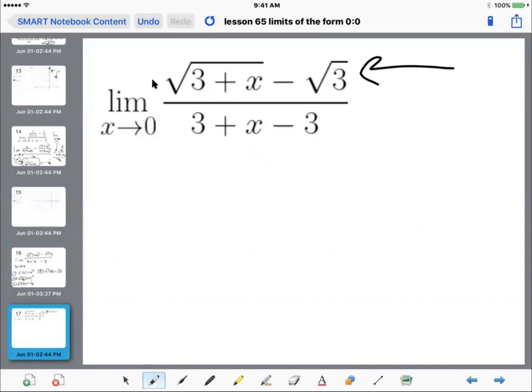Why don't I give the whole class a couple of minutes to ponder this, any ideas of how you might make progress? It's sort of the numerator that's the problem. Why don't you think about that and type some ideas into the chat?